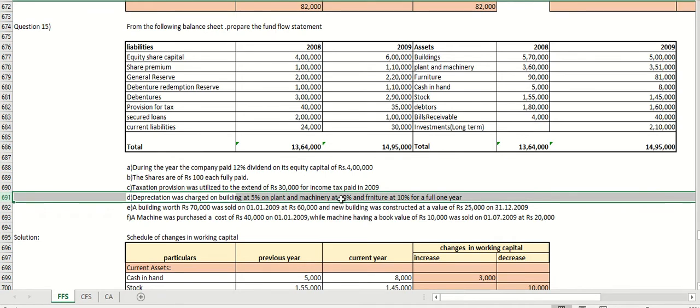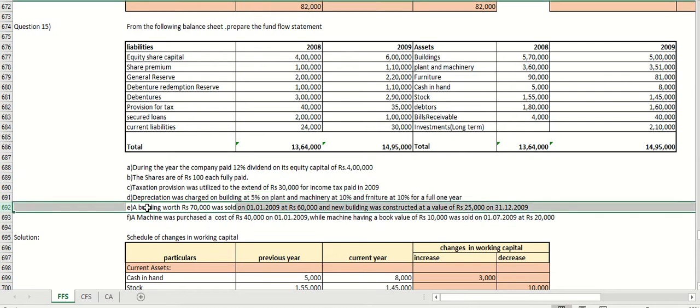on plant and machinery at 10% and on furniture at 10% for 1 full year. They're telling that depreciation is charged on the long-term assets. Which are the long-term assets? Buildings, plant and machinery and furniture. So we will prepare our ledger accounts and account the depreciation in the ledger accounts, and we will also provide the depreciation in the profit and loss adjustment account.